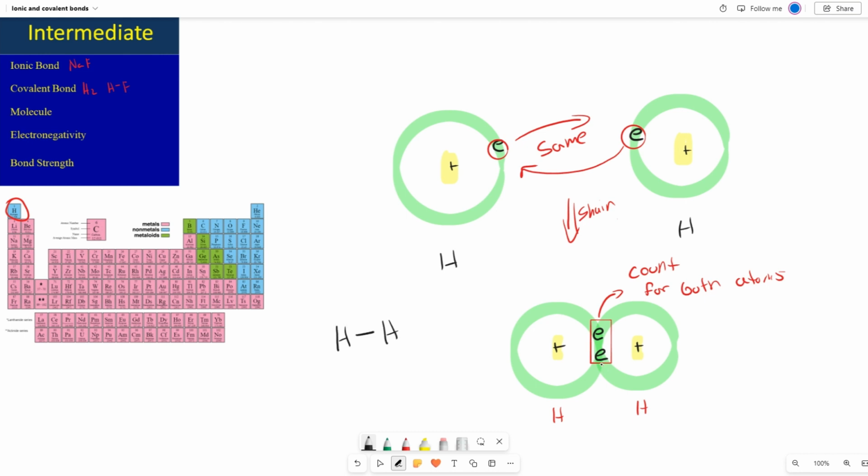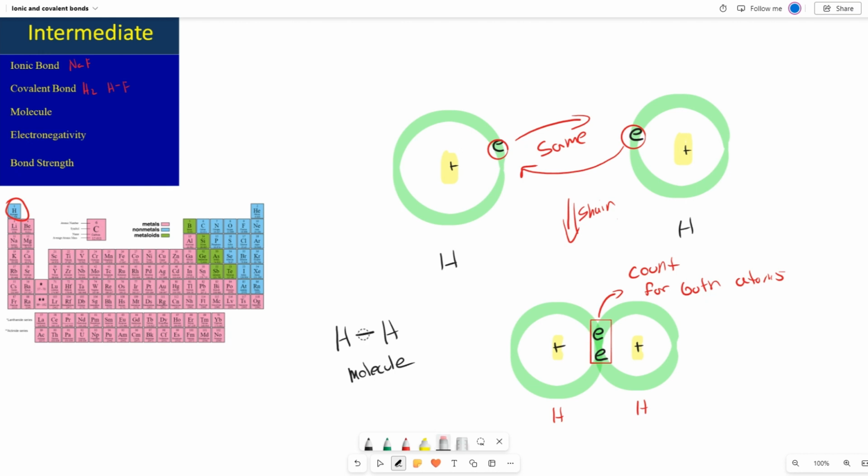They would also be considered a molecule because they are bonded or attached to each other. But this line represents 2 electrons that are being shared. You don't draw that line in there for ionic bonds, only for covalent bonds. So that's an example of a covalent bond.